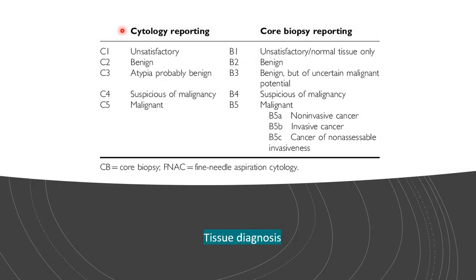Okay, and this is a slide showing you the cytology report and the core biopsy report. Here they are. In the cytology report, C1 to C5. C5 is malignant, C1 is unsatisfactory, C2 is benign. And in between 3 and 4, suspicious of possibility of malignancy is there. Again, core biopsy, B1 to B5. B5 is malignant, B1 is unsatisfactory, and B2 is benign. 3 and 4 are in between with a small possibility of being malignant.